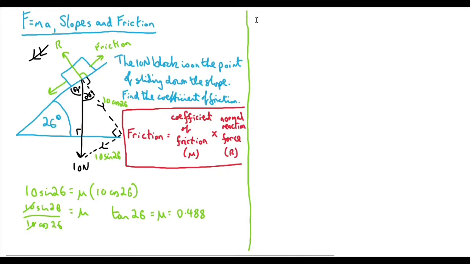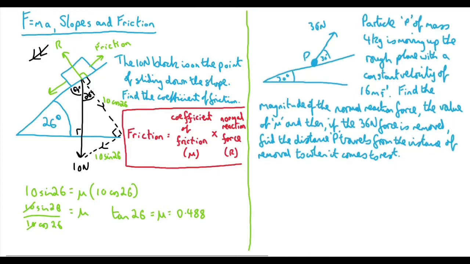What if you were presented with a question such as this? So you have now another slope which again is at 30 degrees, but now the particle P has a further force being applied to it up here, which is in turn at 30 degrees above that slope. The particle P has a mass of 4 kilograms and is moving up the rough plane with a constant velocity of 16 meters per second. Now find the magnitude of the normal reaction force, the value of mu, and then, if the 36 Newton force is removed, find the distance that P travels from the instance of removal to when it comes to rest.